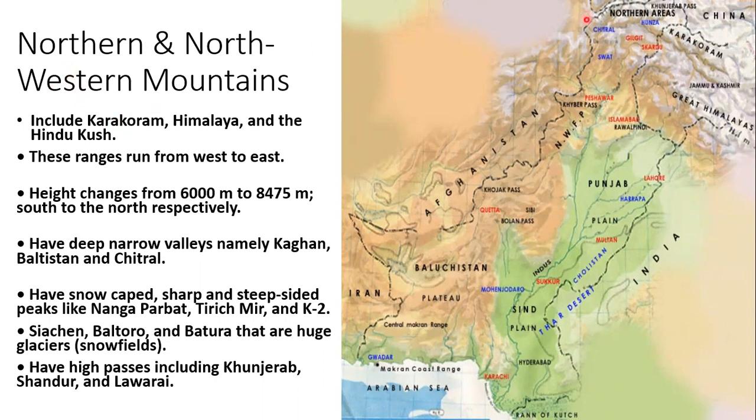They include Karakoram, Great Himalayas, and the Hindu Kush. They are the three main highest mountains. These mountain ranges run from west to east. Clear? From this direction to this direction, they run. The highest height changes from 6,000 meters to 8,475 meters, south to north, respectively.